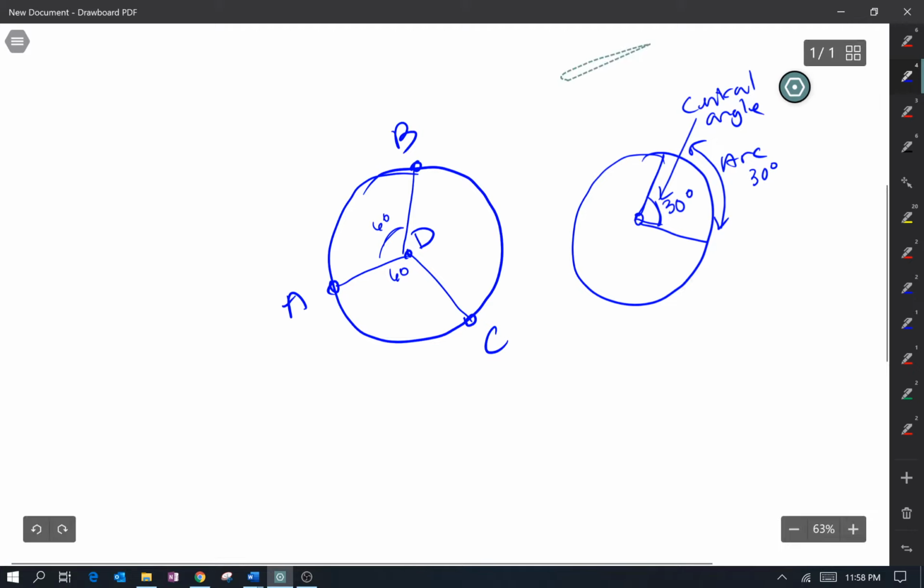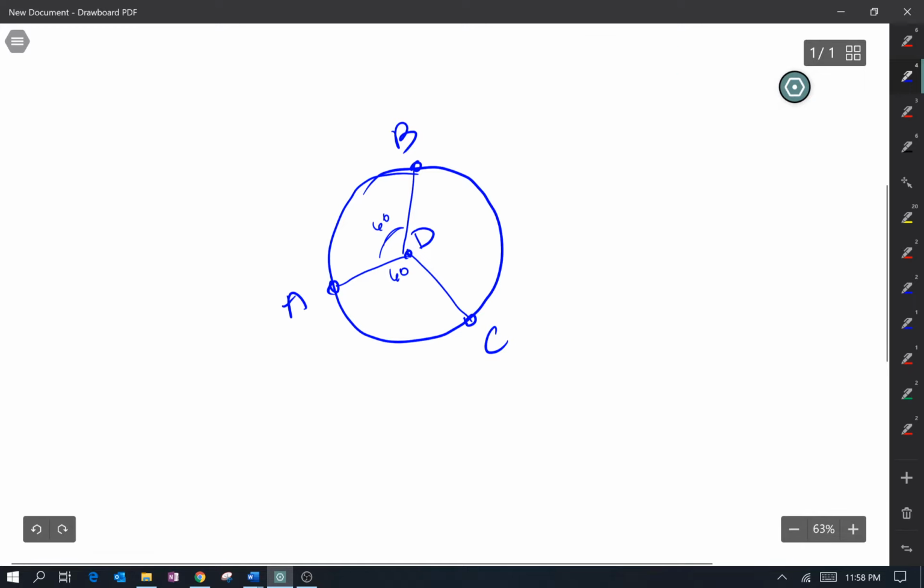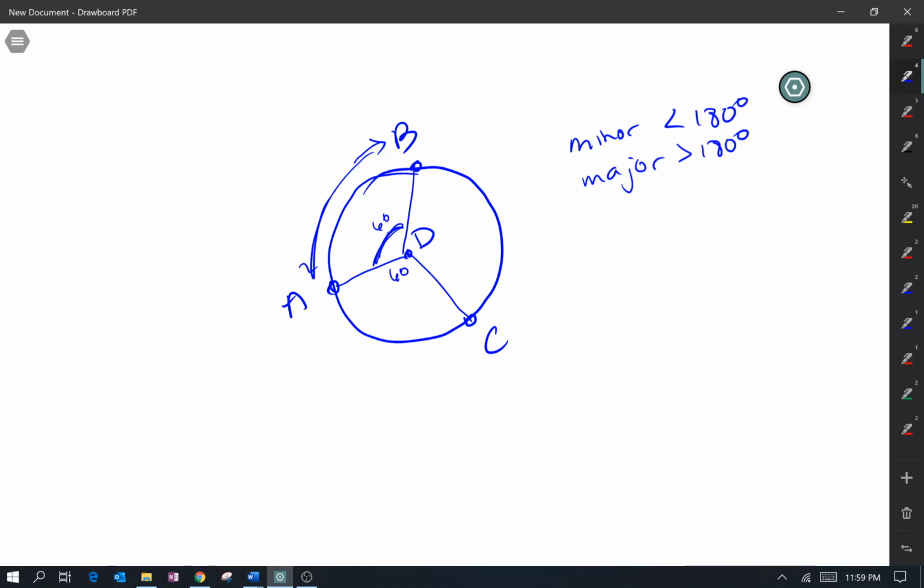All right, now there's two types of arcs we're going to talk about. We're going to talk about minor arcs and major arcs. Minor arcs are less than 180 degrees, right? Majors are above 180, all right? So this arc right here, so here is an arc, right? And the way we would call that arc by its name, arc AB. All right, arc AB is a minor arc.